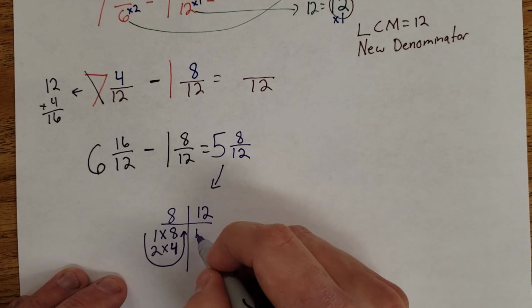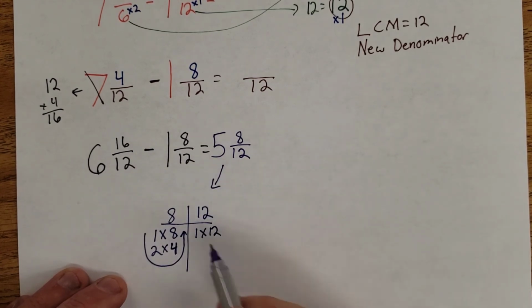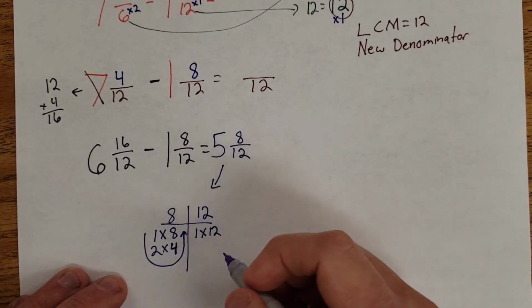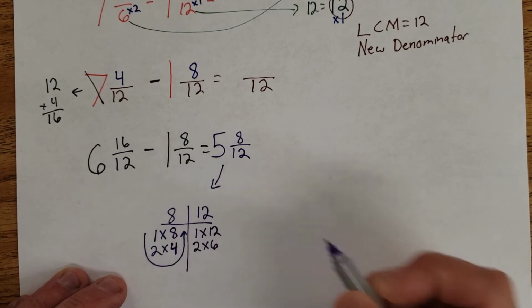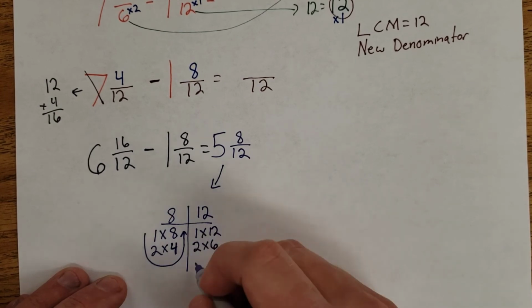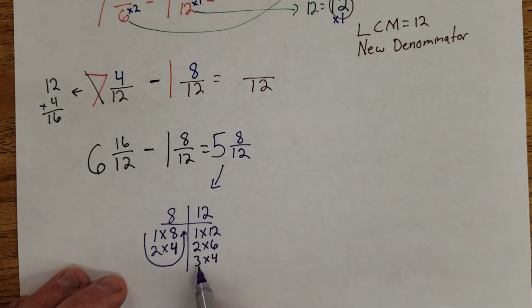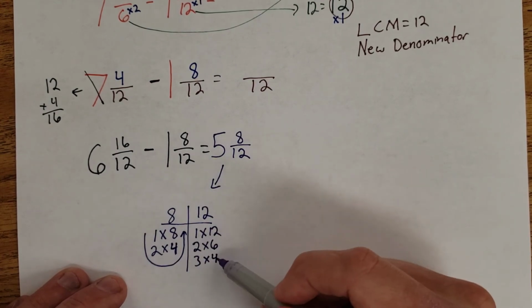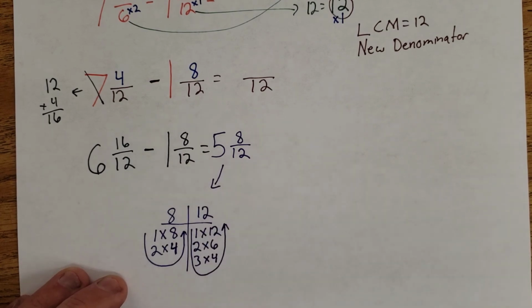Now let's try our 12's. 1 times 12. Try 2's. 12 is even, so 2 has to work. 2, 4, 6, 8, 10, 12. It does work. 2 times 6. Now try 3's. 3, 6, 9, 12. Ooh, 3's do work. 3 times 4. After 3, you would try 4. But as you see, we already have a 4 on our list, so you are done.